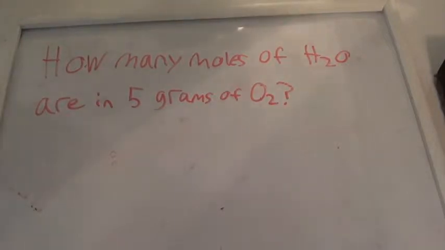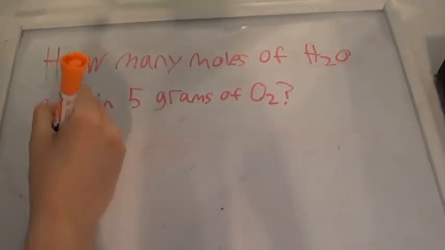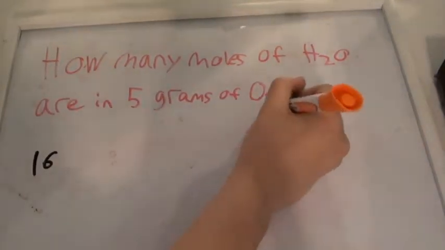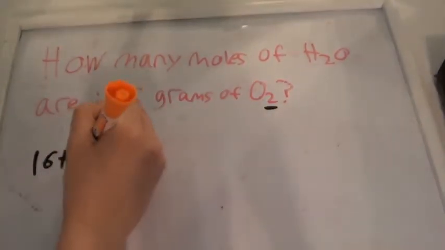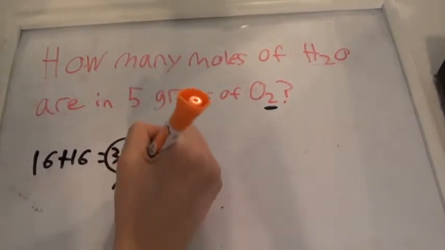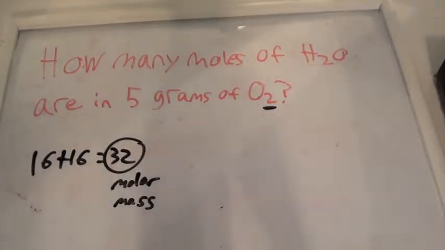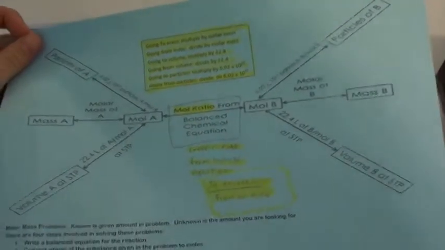The molar mass of O2 is 32 because oxygen's mass is 16, and since there are 2 of them, you add another 16 to that, and that equals 32. So that is the molar mass. Next, we are going to get out our mole maps. So if you still have this blue sheet, that would probably be helpful.